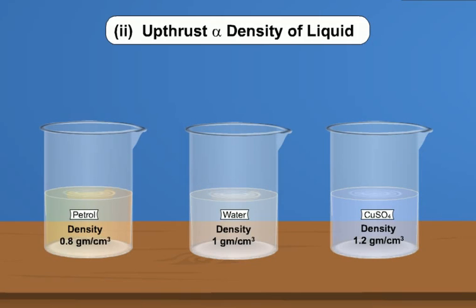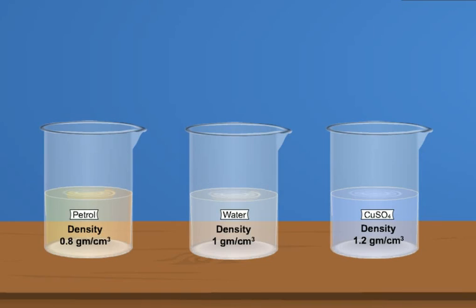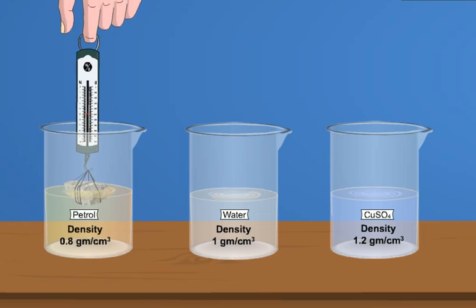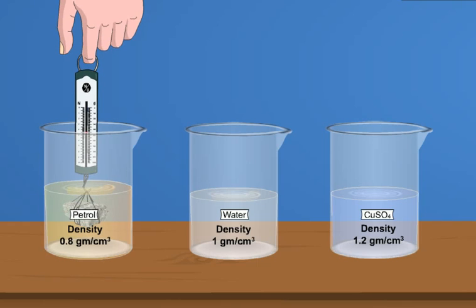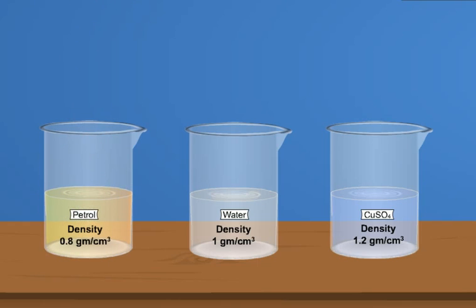Number 2. Upthrust is directly proportional to the density of the liquid. Students, take 3 liquids. Petrol, which has a density of 0.8 gram per centimeter cube. Water, which has a density of 1 gram per centimeter cube. And copper sulfate solution, having density 1.2 gram per centimeter cube, in beakers. Now, immerse a solid in these 3 liquids respectively and measure the apparent loss of weight in each case.